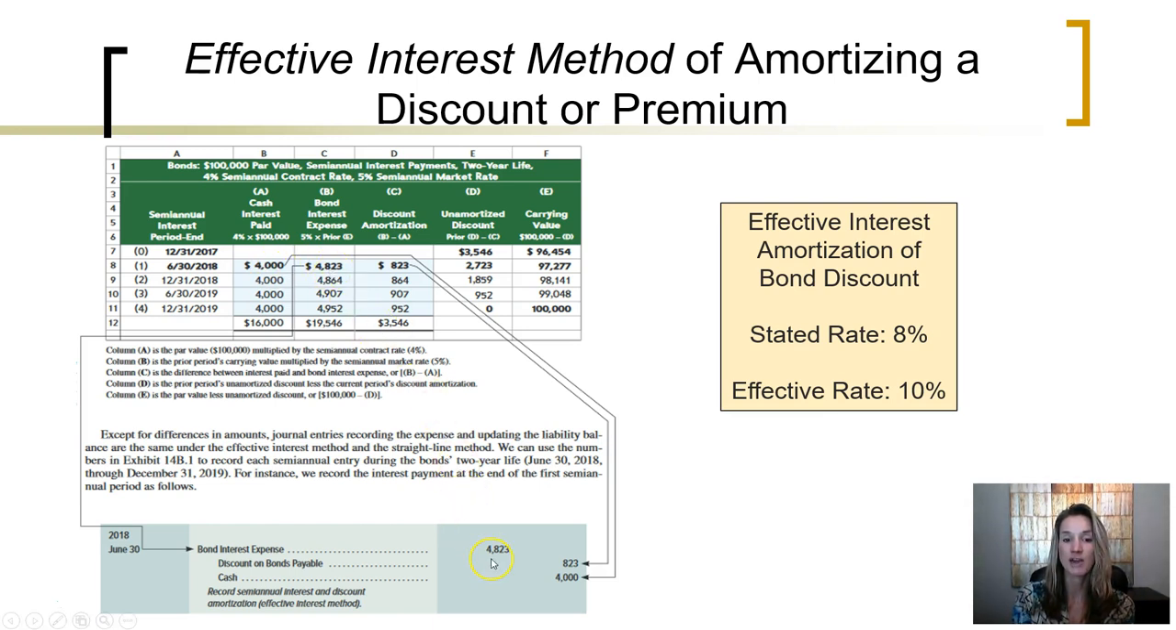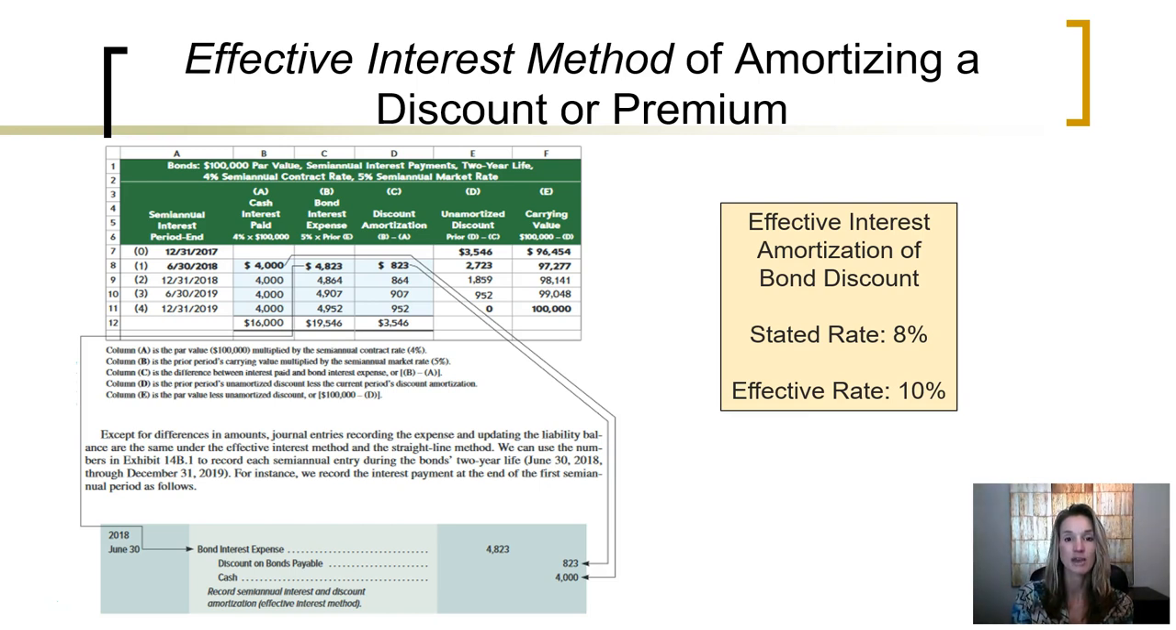Interest recorded is $4,823. The cash paid to the bondholders is $4,000. The difference between the interest expense that we calculate to record and the cash paid to bondholders of $823 will be the amount of the discount amortization. The discount is amortized $823, bringing the unamortized discount down to $2,723, causing the carrying value, the difference between the par and the unamortized discount, to now be $97,277.